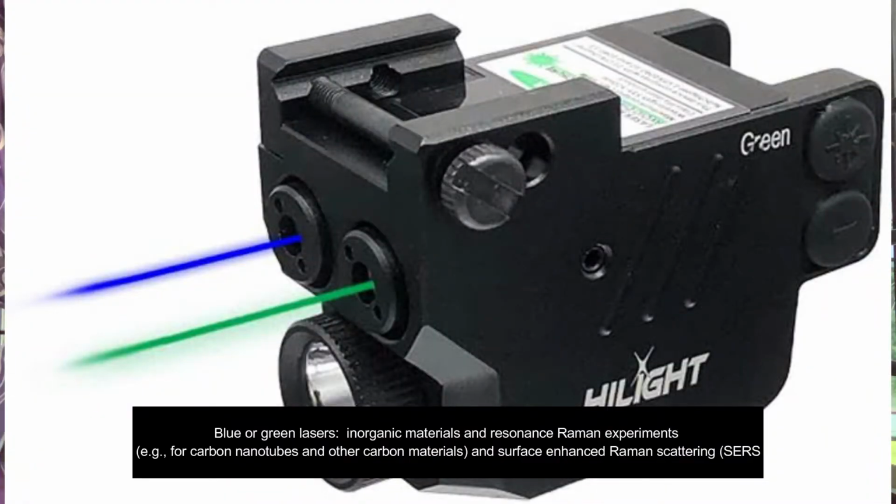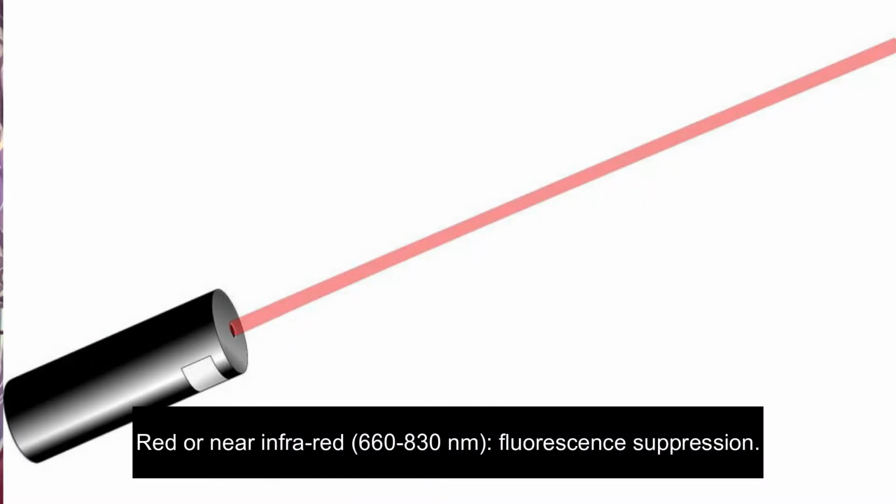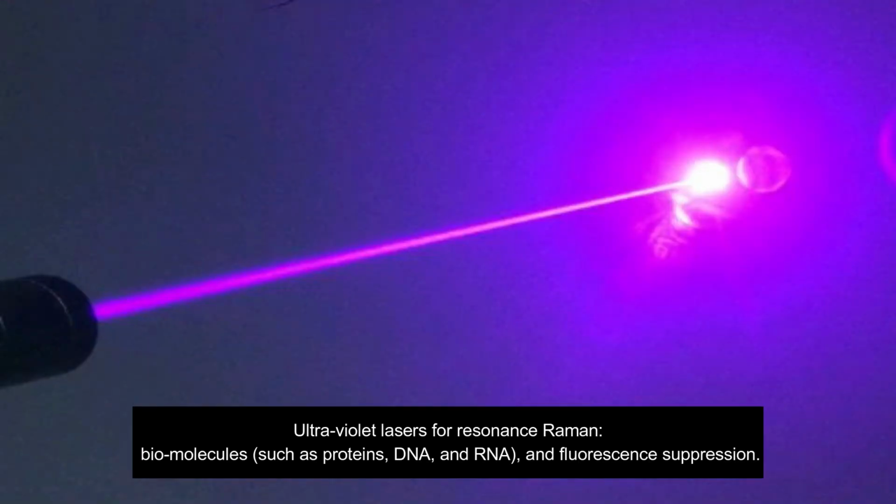Also here, I'm going to tell you the difference of the different laser wavelength that has been discussed just now. For example, blue or green laser from visible light can be good for inorganic material and resonant Raman experiment, for example, for carbon nanotube and other carbon material, and even in surface enhanced Raman scattering (SERS). And then we have red or near infrared. Basically, these lasers are good for fluorescence suppression. And also we have the UV laser, ultraviolet laser, for resonance Raman on biomolecule such as protein, DNA and RNA.